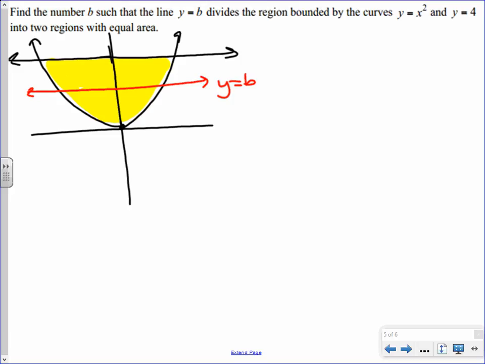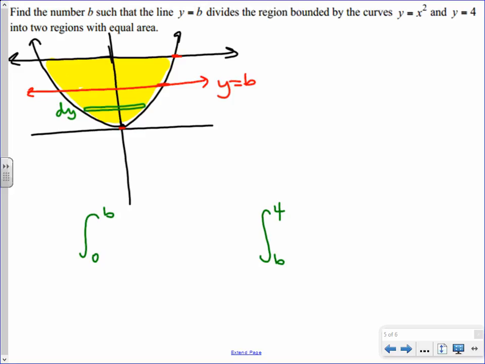So what we're going to need to do is figure out the area from 0 to b and figure out the area from b to 4, and then we want those to be equal. All right? So since we're dealing with y values as far as where we're cutting this off, let's go ahead and use horizontal slices. Okay, so thickness dy. So we're looking at the integral from 0 to b, and we want it to be the same as the integral from b to 4.